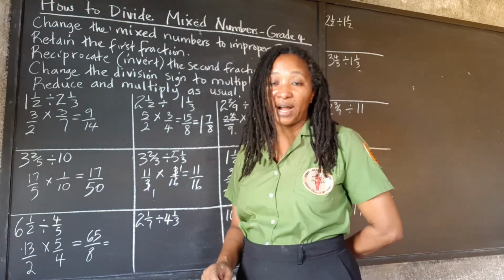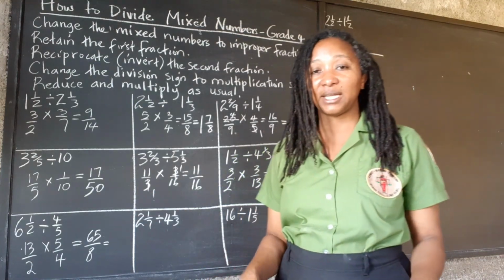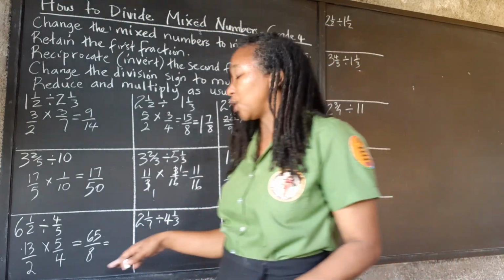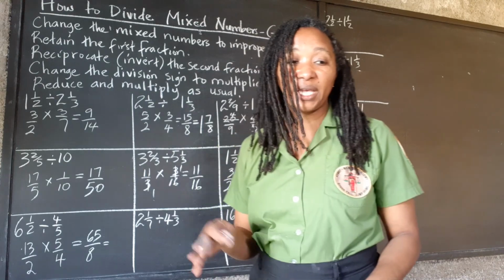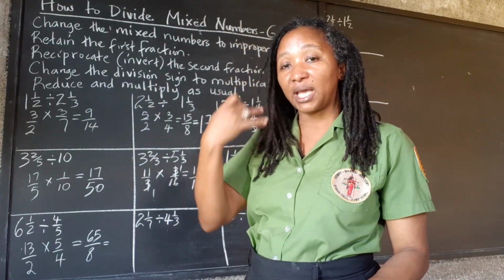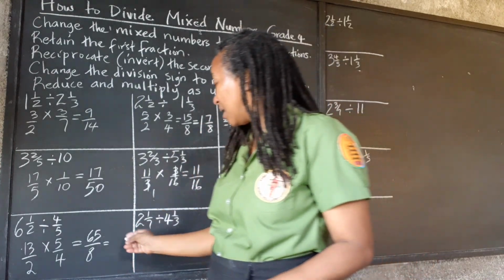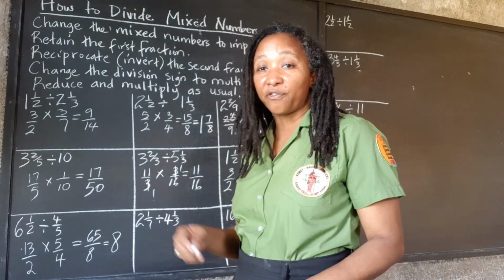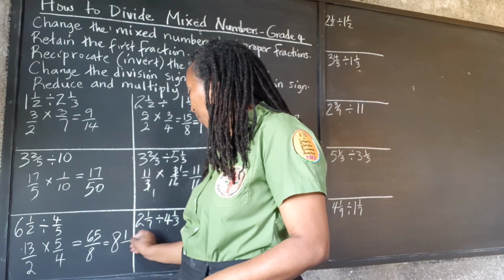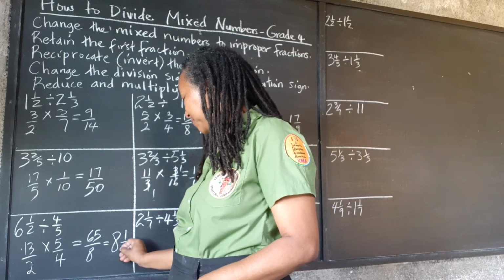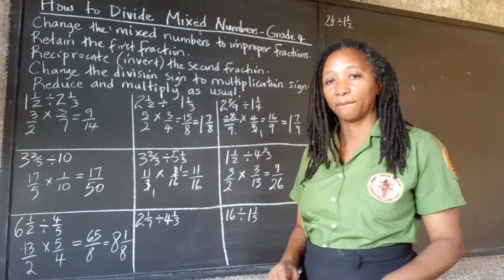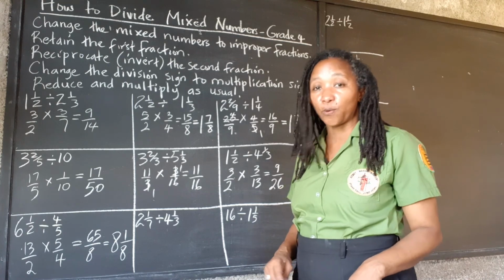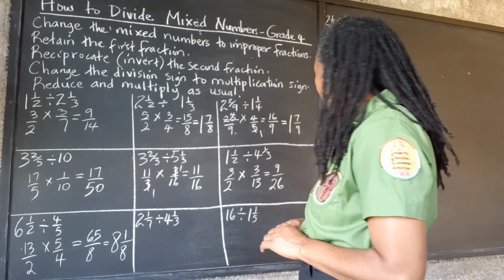That's an improper fraction. We don't leave our answers in that form, so we're going to change it to a mixed number. How many times can 8 go into 65? 8 times, because 8 times 8 is 64. Therefore, we have a remainder of 1, and we put it back over the 8. Right? So we're doing pretty well, we're going through them pretty well.